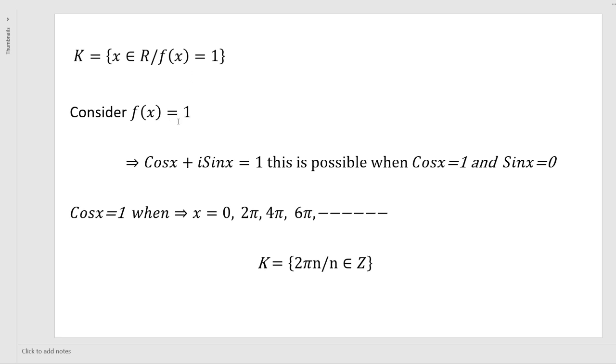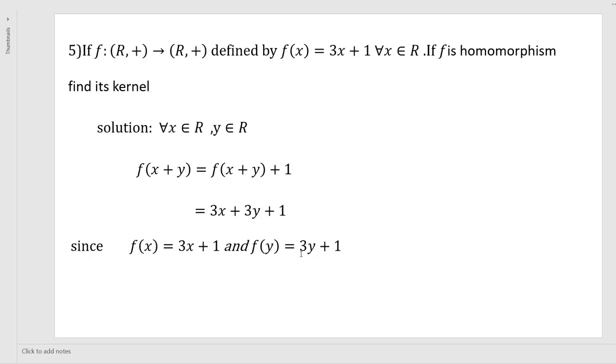Consider f(x) is equal to 1. f(x) is cos x + i sin x is equal to 1. This is possible only when cos x value is equal to 1 and sin x value is equal to 0. There's no necessity of the imaginary part, right? So cos x is equal to 1. When the cos value is 1, x is equal to 0, 2 pi, 4 pi, 6 pi, that is a multiple of 2 pi, right? That is K is equal to 2 pi n or 2n pi, such that n belongs to Z. This is the kernel of the function.